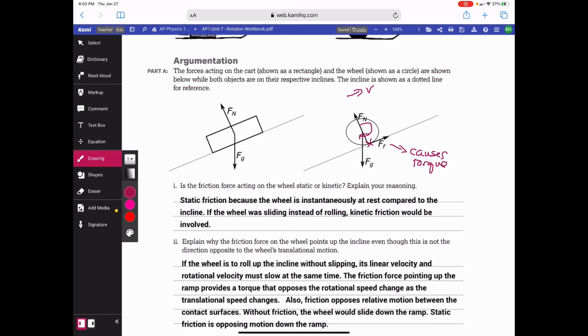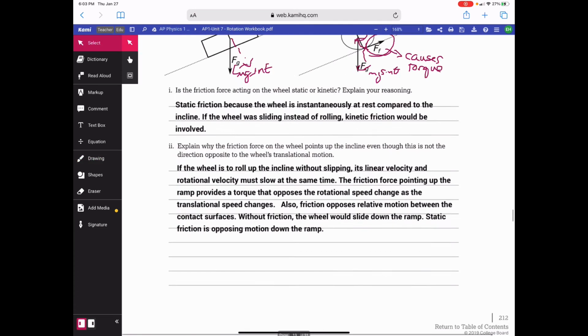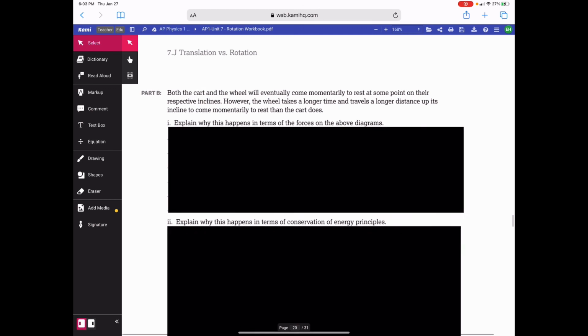Now, what's different, obviously? Well, one has a friction force and the other doesn't. We have mg sine theta here, and here we have mg sine theta as well. So we have mg sine theta in both, but you can see the wheel has both mg sine theta going downhill and the static friction going uphill. So let's go ahead and tie all this together into a nice, easy explanation.